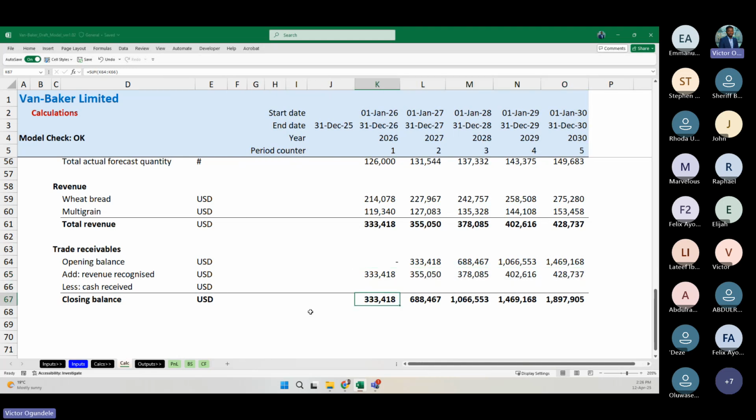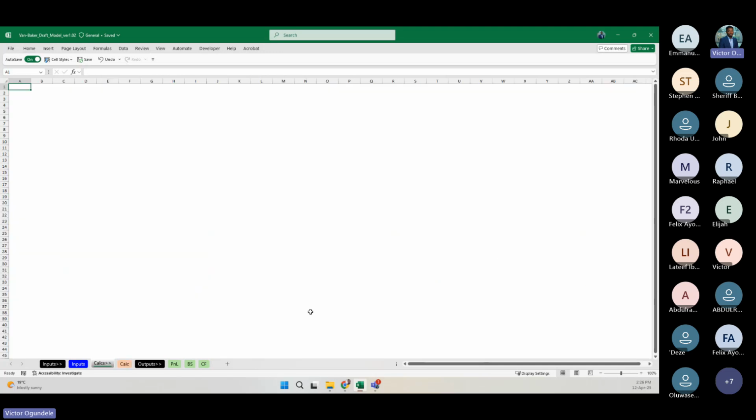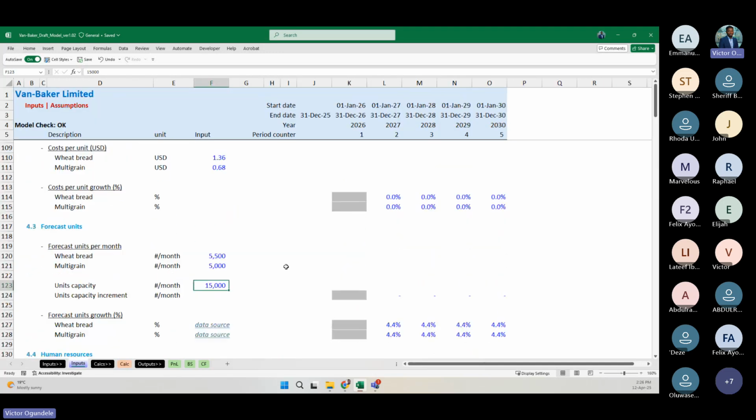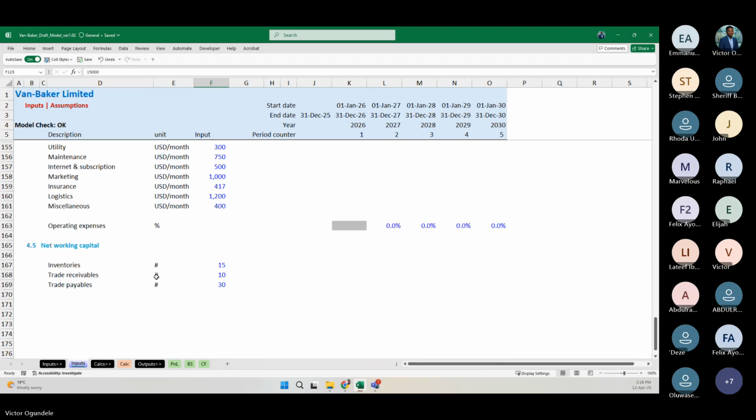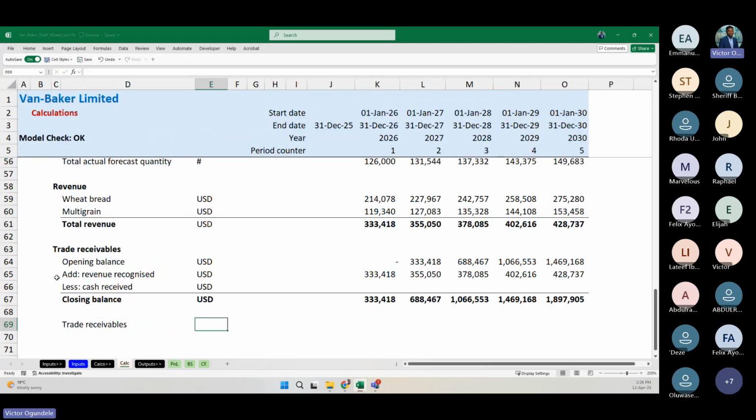So now, to get our cash received, that is where our net working capital assumption comes into play. You can say that our receivables will be more like 10 days, which means more like a 2 weeks period. Okay, so I'm going to link this to my trade receivables. I will link the assumption here, trade receivables, right? So I'll link that here. So let me call up that data.